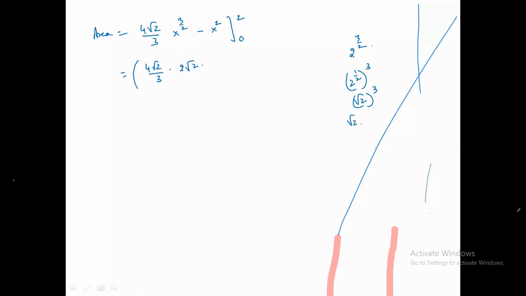Root 2 cube will be root 2, root 2, root 2, so 2 root 2. That's what I do. Minus 2 square is 4. So I have put the upper bound. Lower bound, anyhow, you will get 0 minus 0. So I have 4 2s, 8 2s, 16 by 3 minus 4. 16 minus 12 by 3, or 4 by 3. That is the area and it is there in the options.